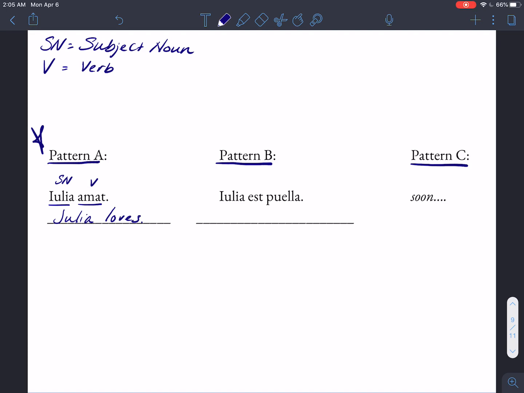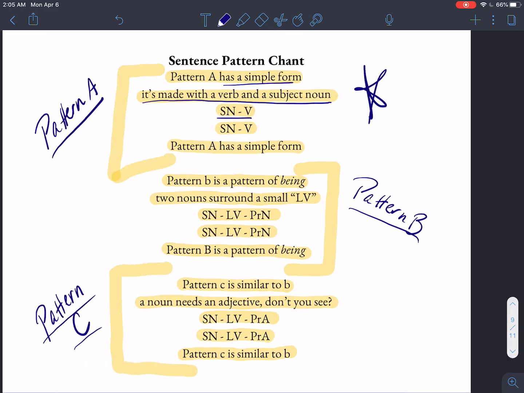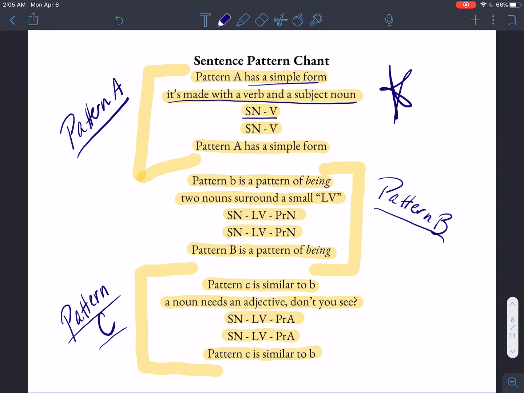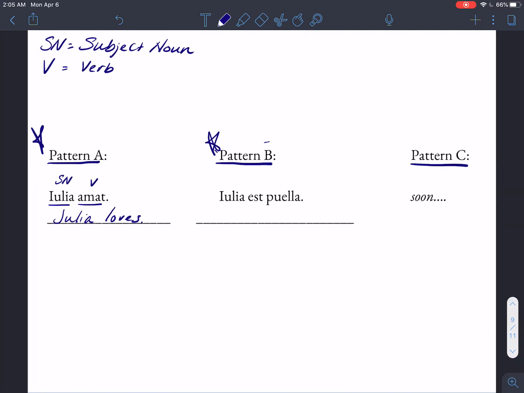Now let's talk about pattern B. Sorry, the pen did not do what I wanted it to. Let's remind ourselves. Pattern B is a pattern of being. And why do we say that? It's because we've got two nouns surrounding a small LV. And the pattern is SNLVPRN. Now what does LV stand for? Well, silly gooses, it stands for linking verbs.